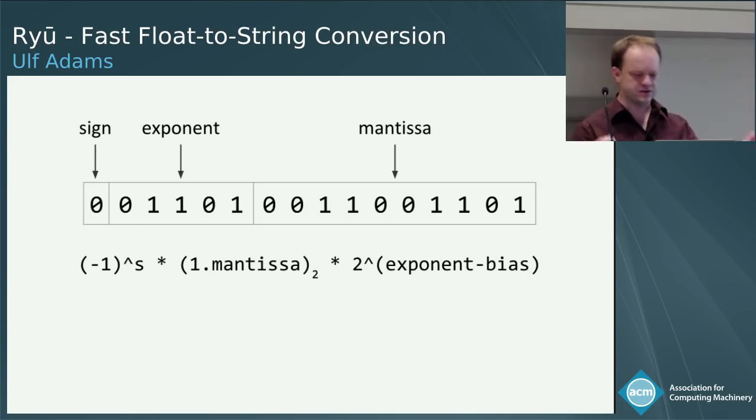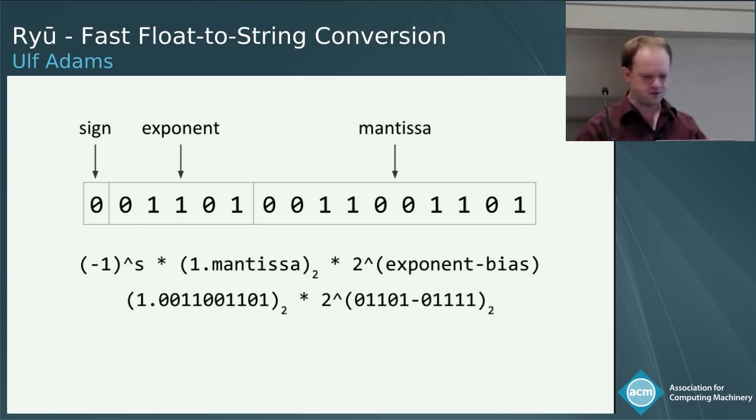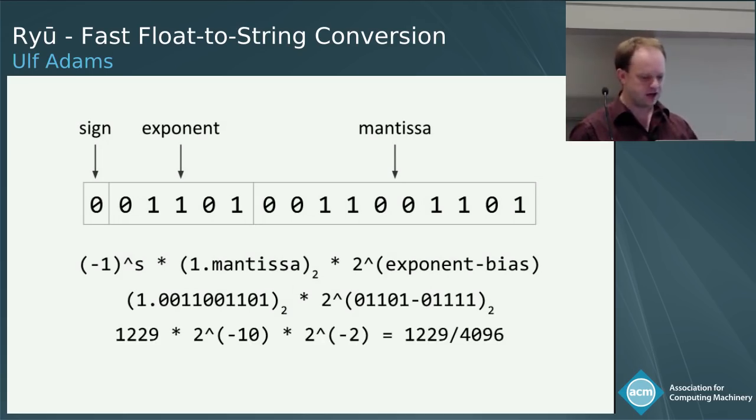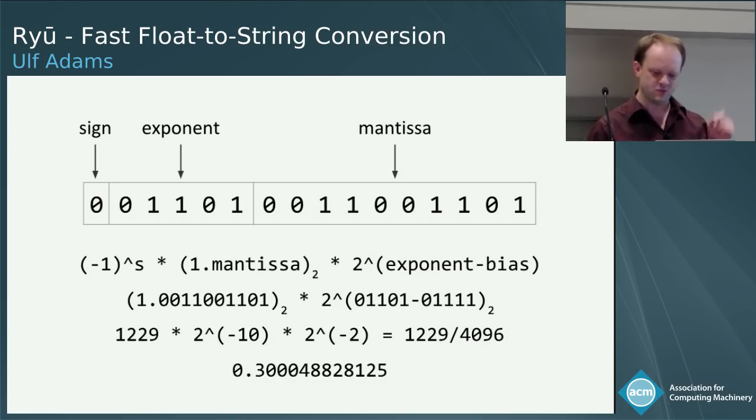So, when you do this, you just copy the parts into the right places in the formula, which is really straightforward. And you get 1,229 times... All right, so there is one thing I did here, which is I moved the decimal point all the way to the right, so that this is actually, what is 1.001? I don't know. But we can easily make this an integer number. So we just move it all the way to the right, and then we get 1,229 divided by 4,096, and that is exactly 0.3000488282125. Wait, I wanted to print 0.3. I didn't want to print this number.